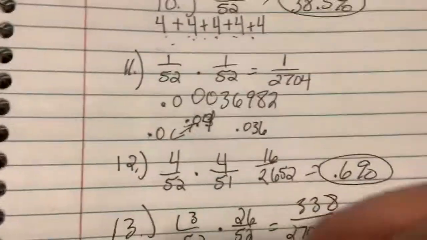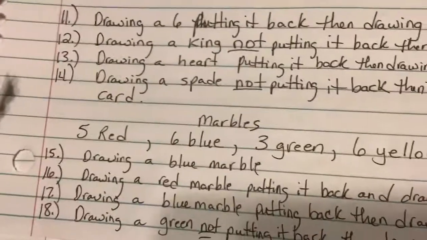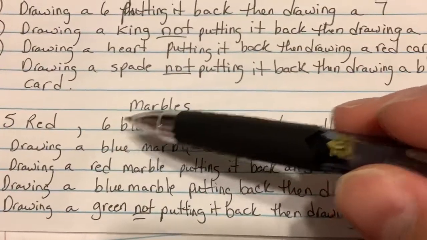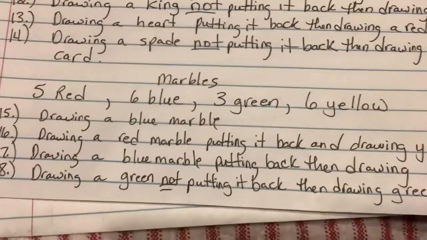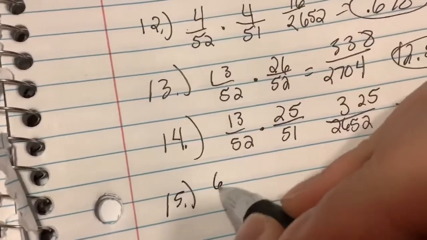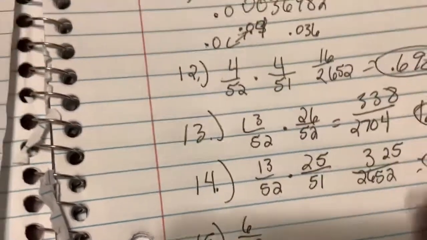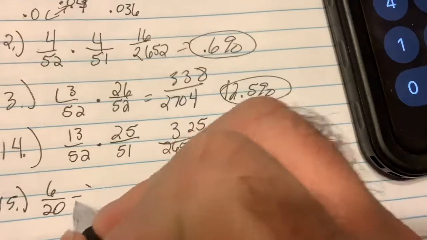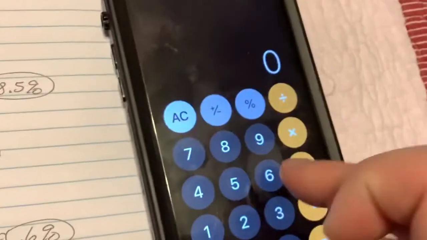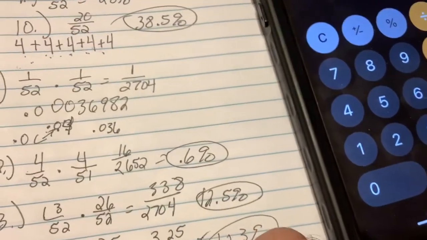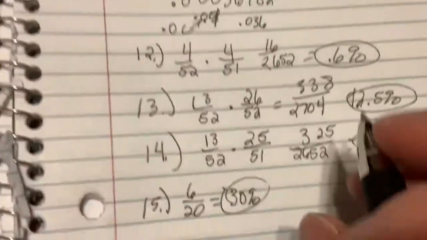Okay, and then you've got the marble ones. So these also matter whether you're putting them in or not. First, let's look and see how many marbles we have. We have 11, 14, 20 marbles. And so we want to draw a blue marble. There's 6 blue, so 6 out of 20. Okay, so we're going to divide 6 by 20. And it's a 30% chance. Well, that's not right. Yeah, it is. Oh, yeah, I was going the other way. Sorry. 30%.